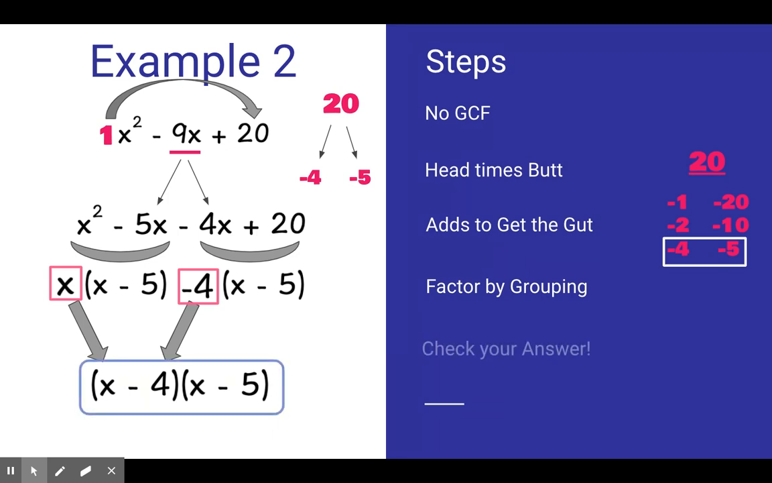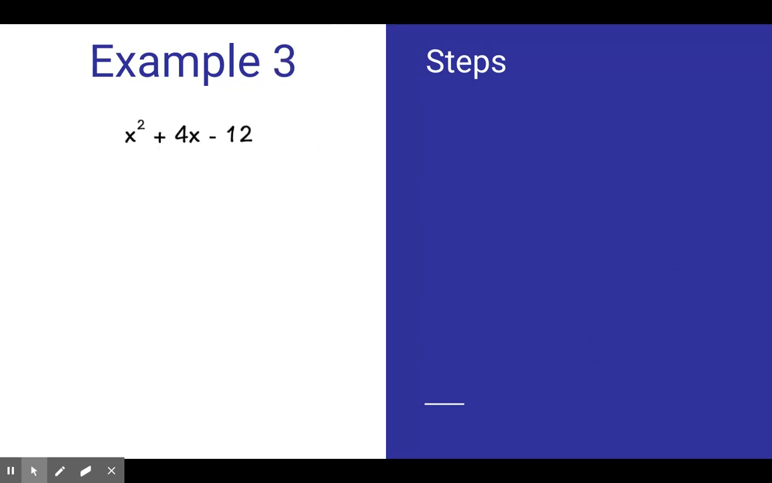And then lastly, I would check my answer by distributing it back out. Okay, we are now writing our standard form into factored form here. Example 3. Once again, if I look for a GCF, I do not have a GCF here. So I'm going to take head times butt. My head would be 1. So 1 times negative 12 gives me negative 12.